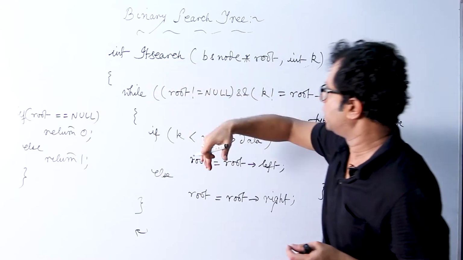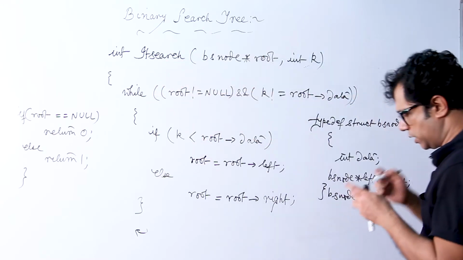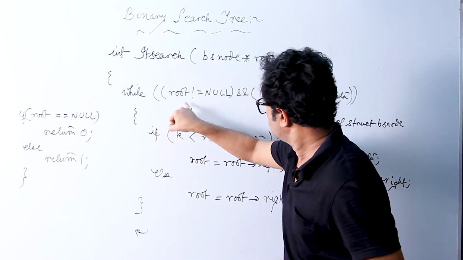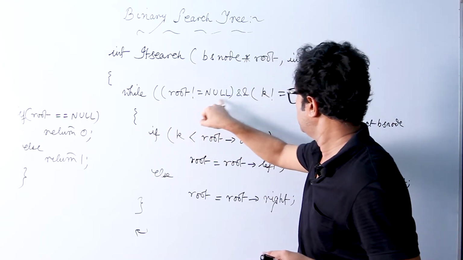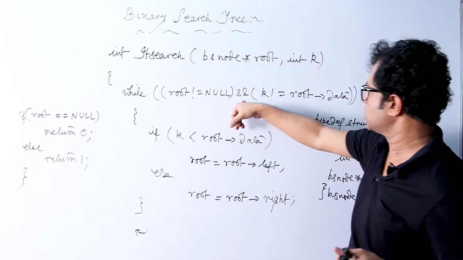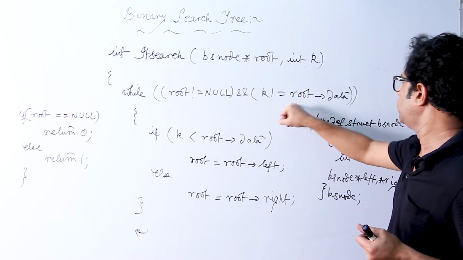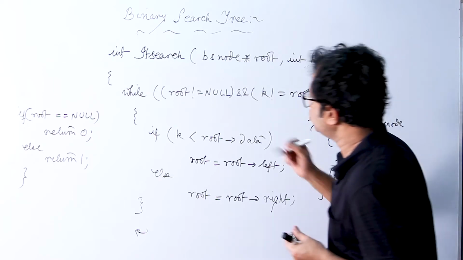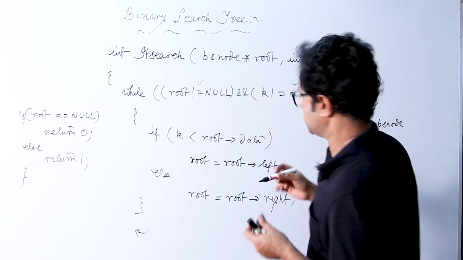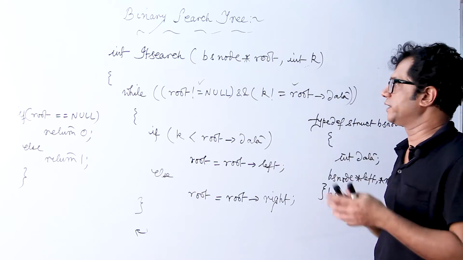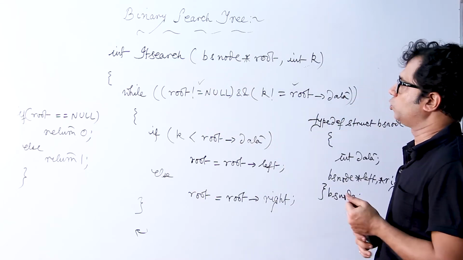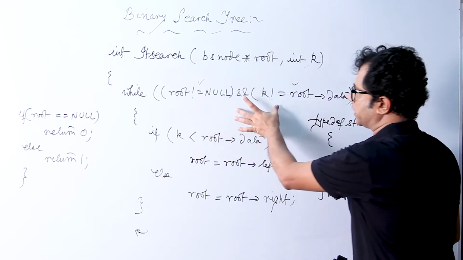We enter the function body and see what I have done here. I have written while root not equal to null and, that is logical AND, k not equal to root data. What does that mean? These two are the conditions to be checked while entering the while loop. Since while is an entry control loop, we will first check these two conditions.